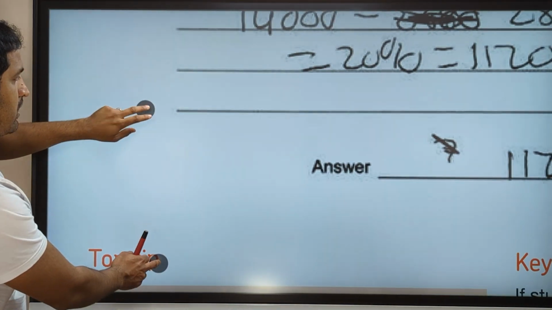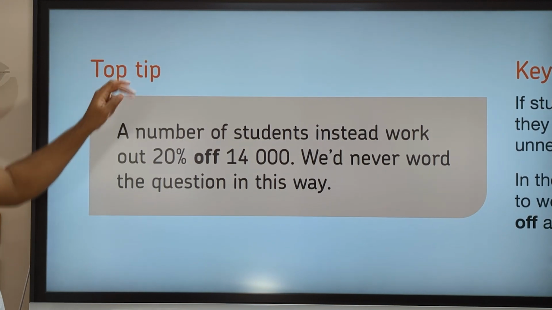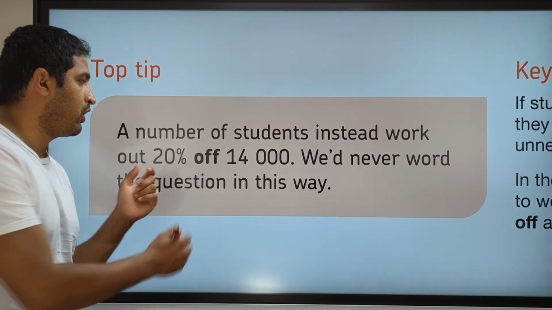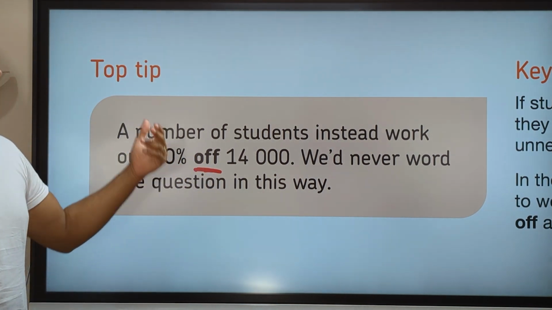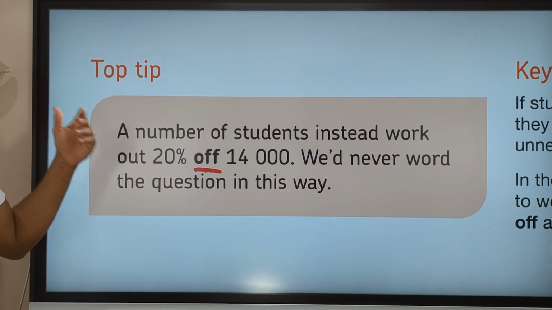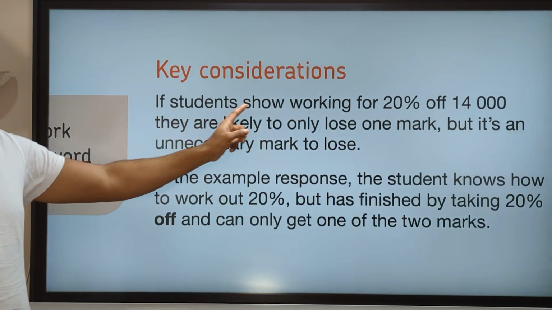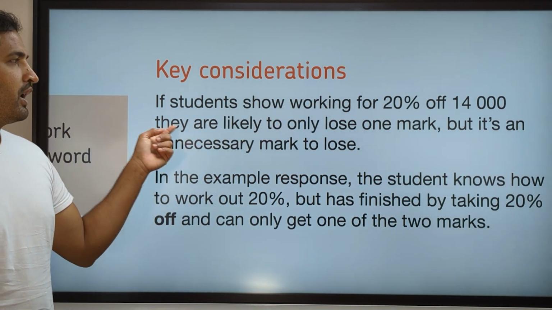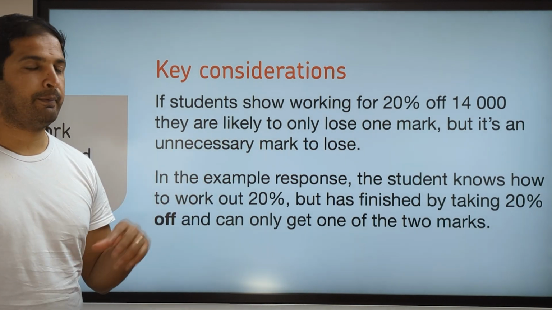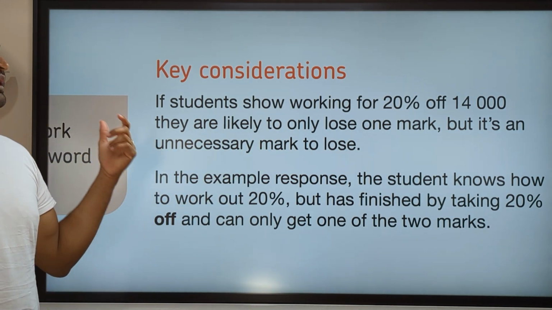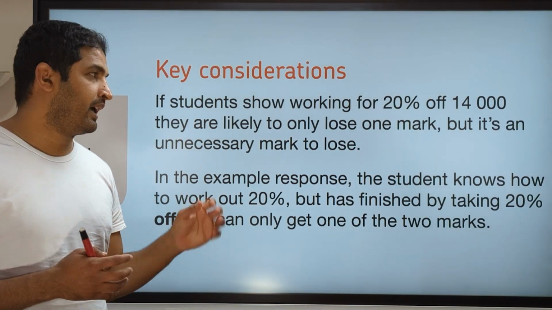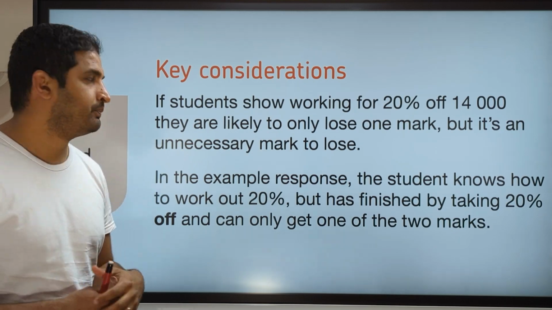So here's a tip that you need to look through. A number of students, instead of working out 20% of, use 20% off, and they end up getting the answer 11,200 rather than 2,800. If the student shows working out 20% of, they are likely to only lose 1 mark, but it is an unnecessary mark to lose. And in the example, that's exactly what the student has done. So make sure you avoid doing that to get the marks that you deserve.